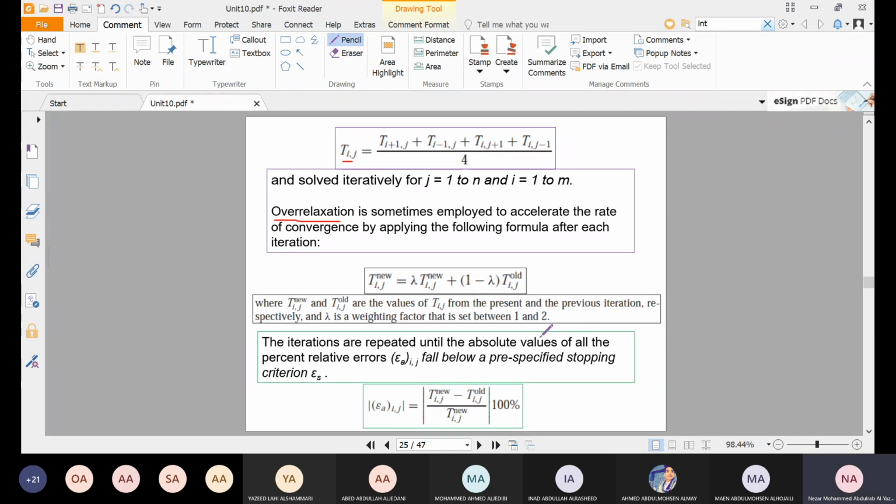When do we stop? Usually we stop based on a criterion. The stopping criterion is when the value of the error is less than a certain value.